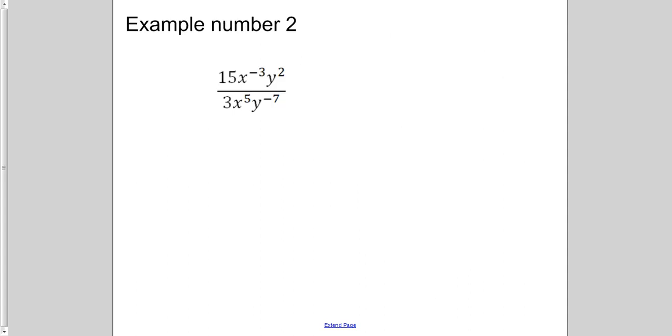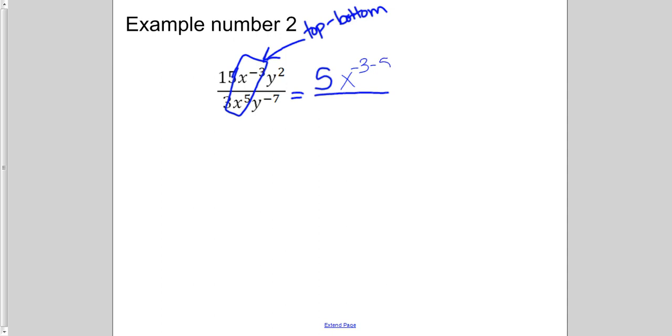Let's look at an example with division. Same thing, I'm going to start with my coefficients. 15 divided by 3 gives me 5. Next, I'm going to look at my variables. I've got x to the negative 3 on top, x to the 5th on the bottom. When you're doing the division, you always subtract the top exponent minus the bottom exponent. So we have x to the negative 3 minus 5, or x to the negative 8th power.